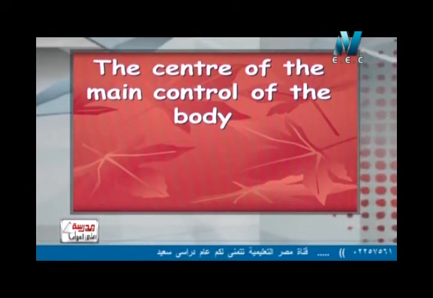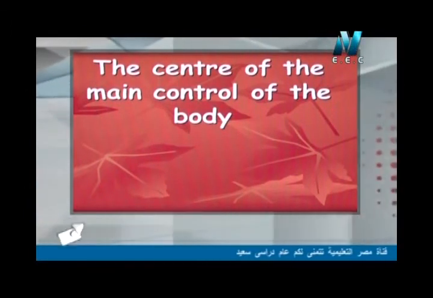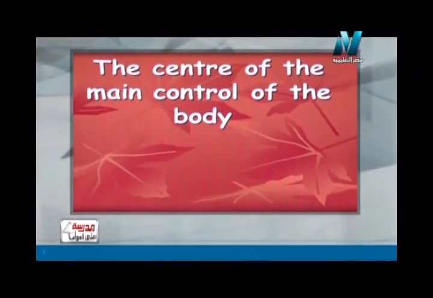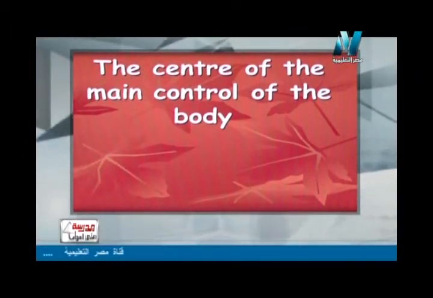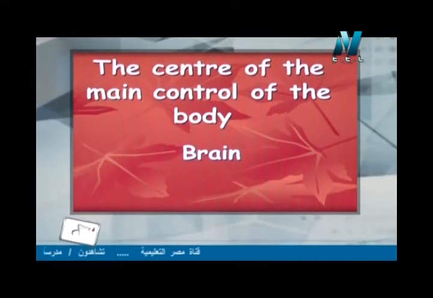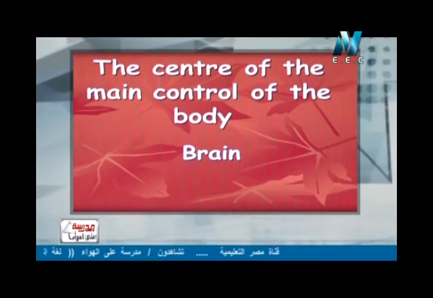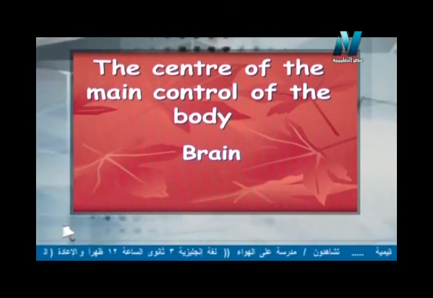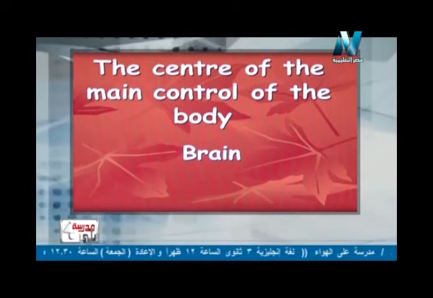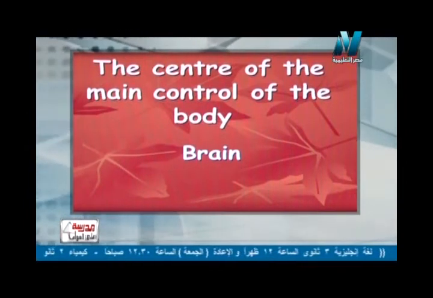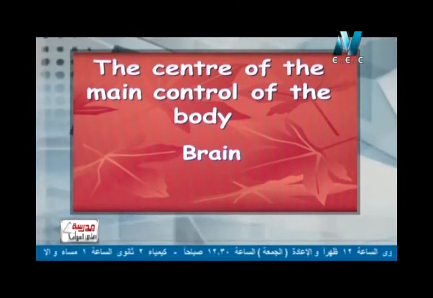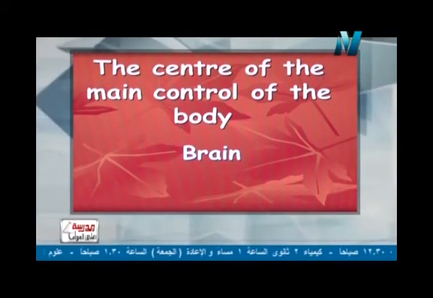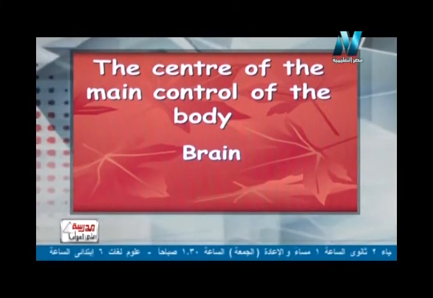Another question says, the center of main control of the human body, مركز التحكم الرئيسي في الجسم كله. Surely it will be the brain, and we know that the brain consists of three parts which are the cerebrum, cerebellum, and medulla oblongata.